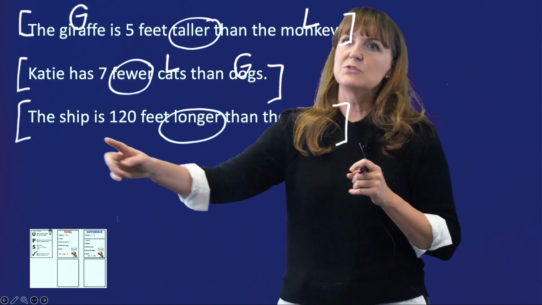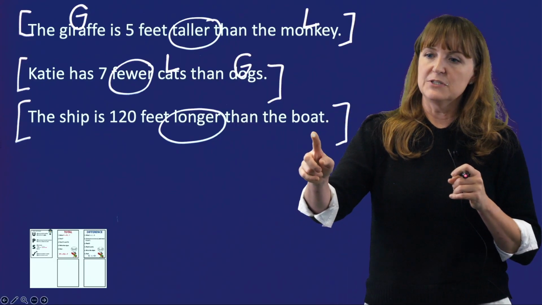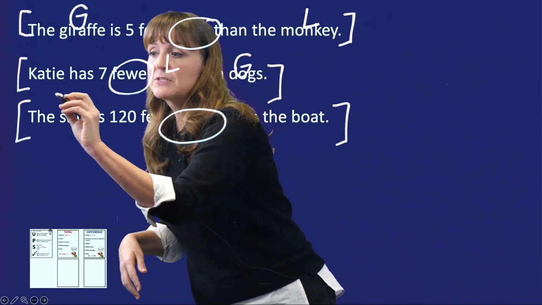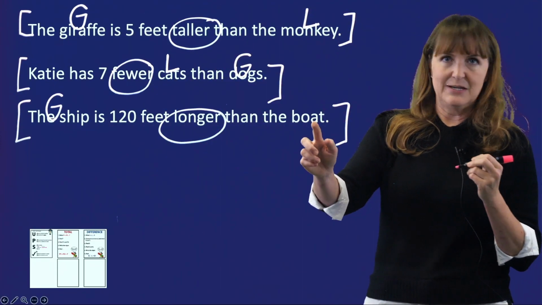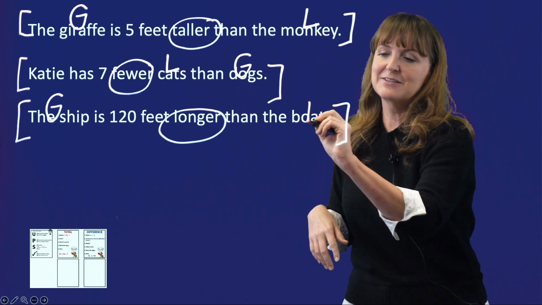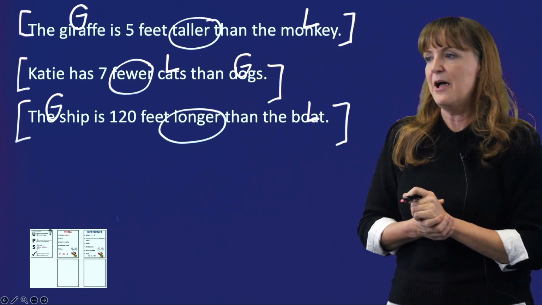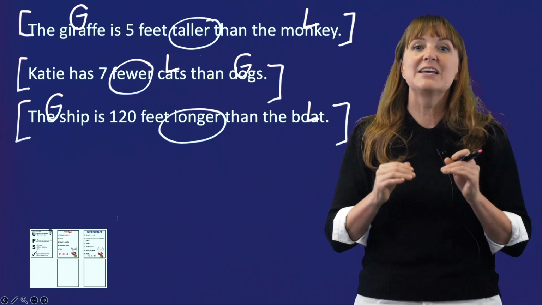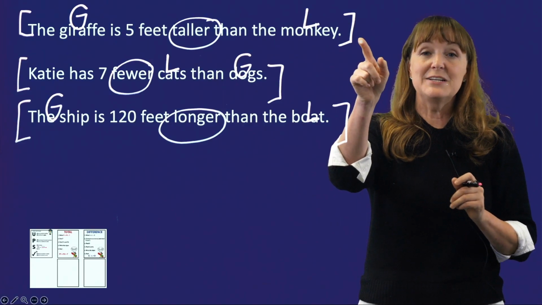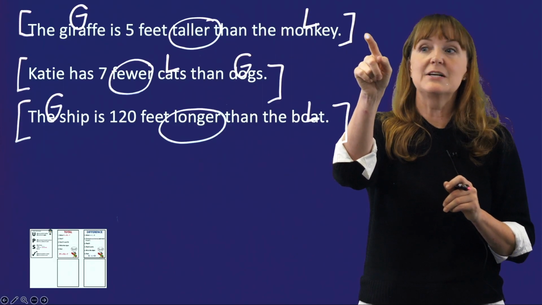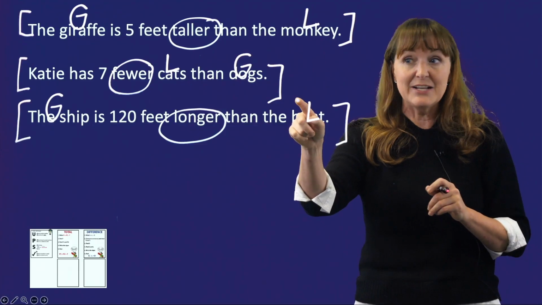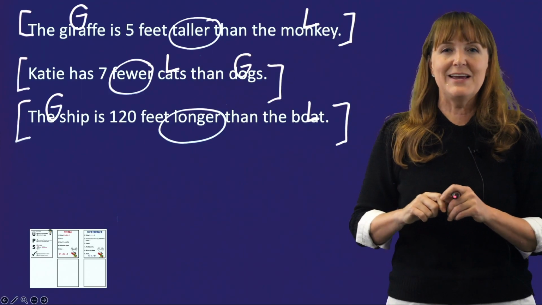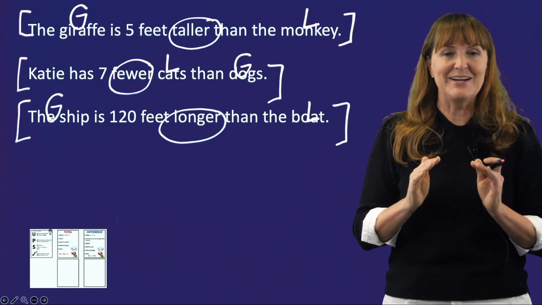And if the ship is 120 feet longer than the boat, I'd ask students, well, which is the greater amount? Well, if the ship is longer, that means the ship is going to be the greater amount. And if the boat is shorter, then it's going to be the lesser amount. I'll go ahead and label it there with an L. And so what we've done in these compare sentences is we've really helped students focus in on the comparison. Because once you can identify that the giraffe is the greater amount and the monkey's the lesser amount, or that the dogs are the greater amount and the cats are the lesser amount, or that the ship is the greater amount and the boat is the lesser amount, it makes solving these difference problems a lot easier.